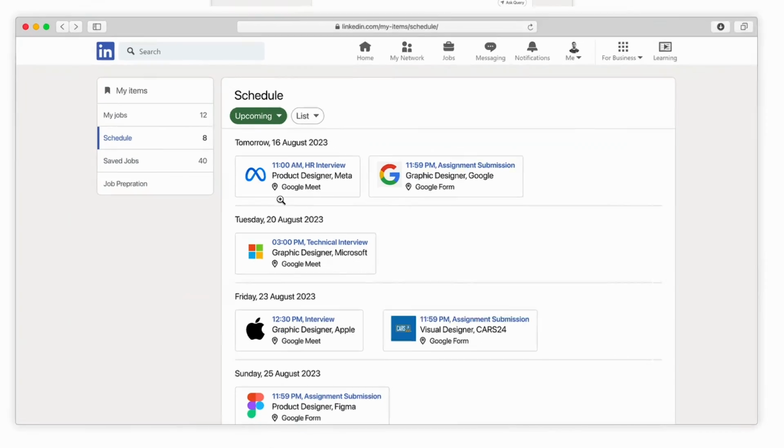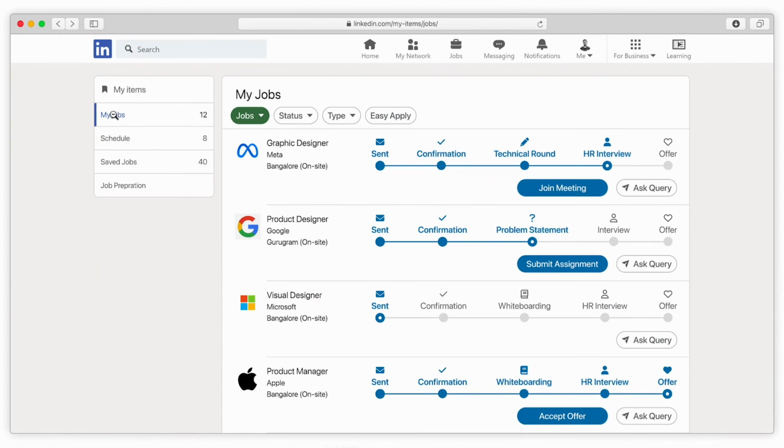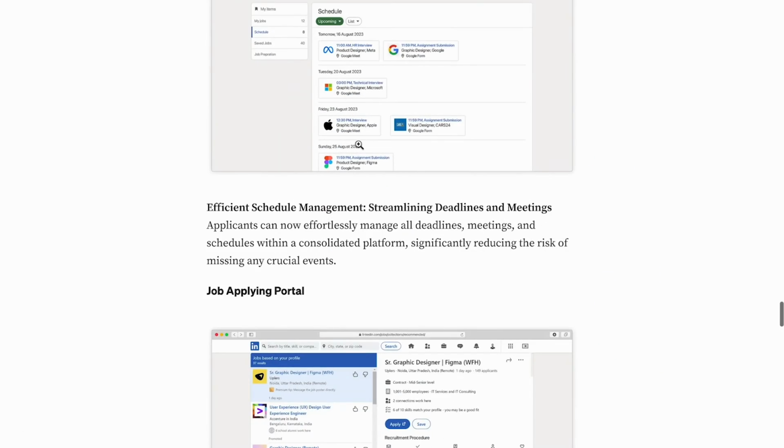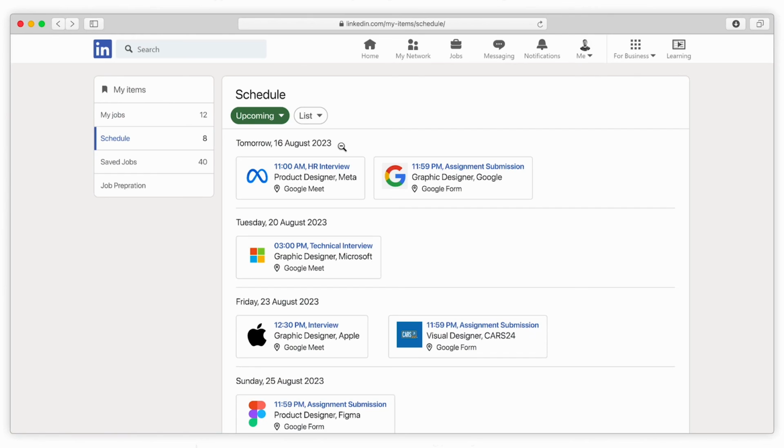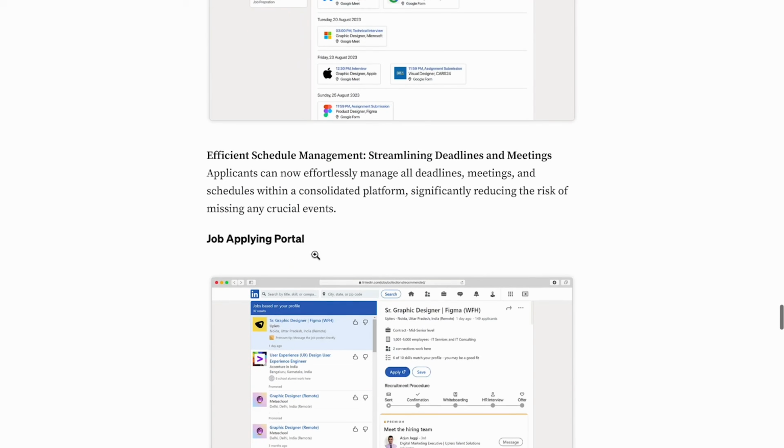So if we come down here to the next one, right? Schedule page. So here we have my jobs. Here you have schedule. So I guess this is schedule. Now here, this is basically a calendar. Right? Now, first of all, consuming this itself is a big problem for me, right? It's just a bunch of items over here. So I've got 11 a.m. HR interview on 16th August and 11:59 assignment submission over here, right? Now, what problem are you solving? I don't know. What is the exact problem? Now, let me try to read, right?